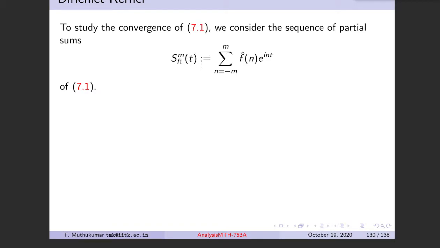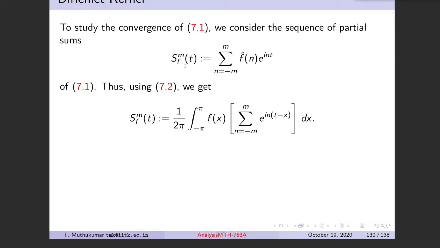Now using the formula for f hat n, which is the Fourier coefficient, which was the inner product between f and e power minus inx, using that formula, we have this relation. Okay. So the partial sums can be given in this form, in this integral form as well.